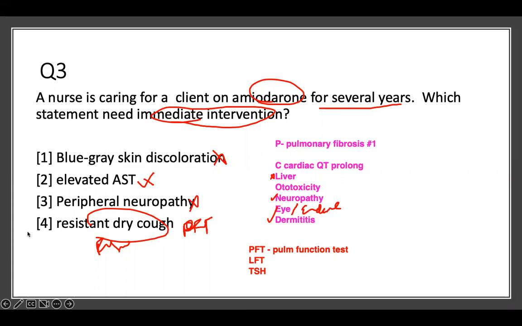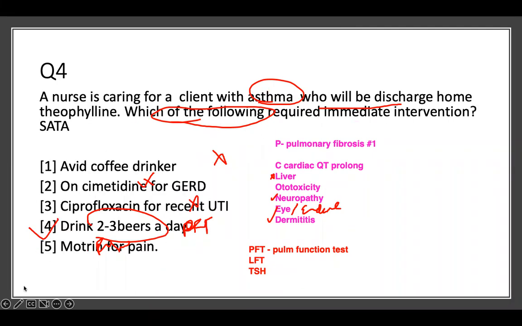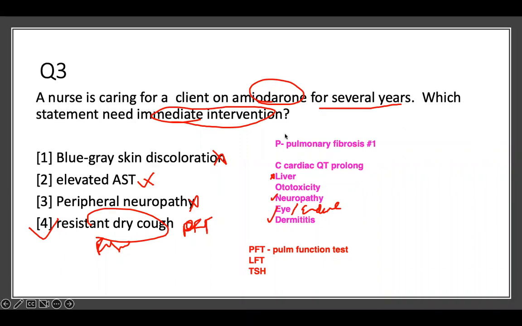In case you see it, this is a priority. You've got to be sharp. This is a breathing problem, and so that patient needs prioritization.